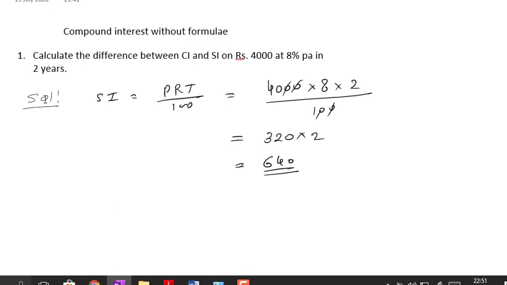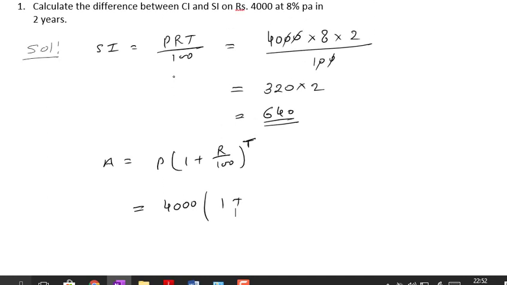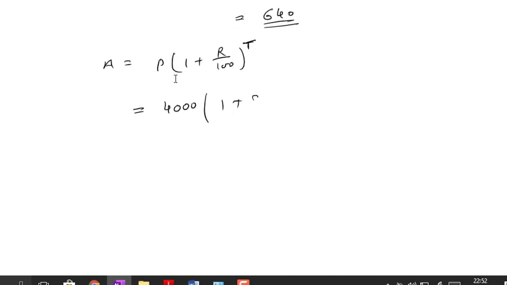For compound interest, I can use the formula directly, or I will first find the amount. The formula for amount is P into 1 plus R upon 100 the whole power N, or T, I will say. For time you can take T or N. As in simple interest I have used T, here also I will use T. Principal is 4,000, 1 plus rate of interest 8 divided by 100, the whole power 2.